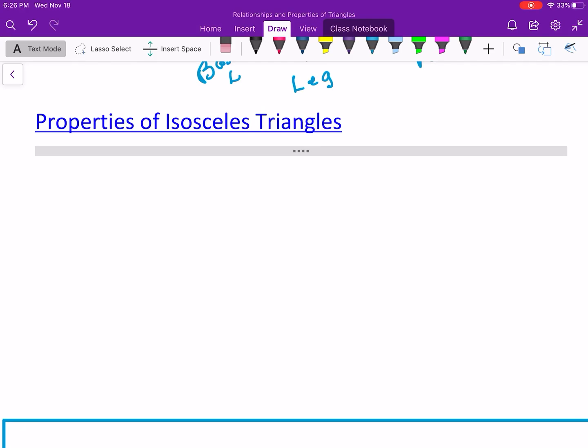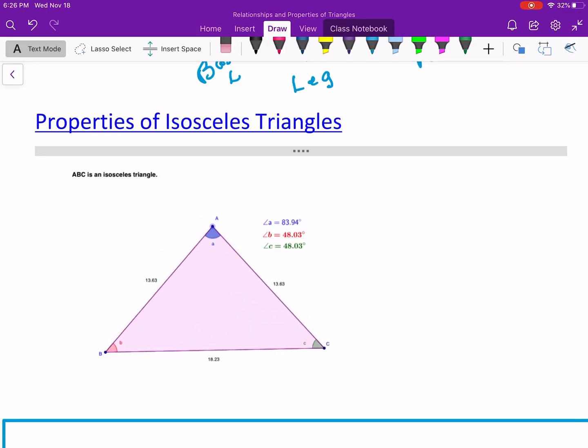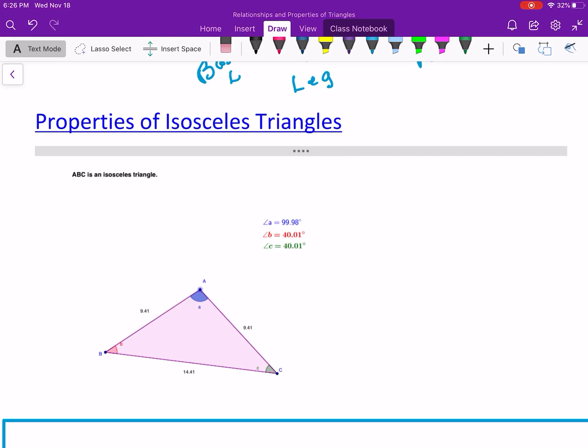I figured out what happened. I can't run the GeoGebra while I have my pen going. And if you'll watch as I drag one of these sides, the legs, even though the base is getting bigger, the legs are the same size. They never change. Doesn't matter if I change the angle. I can move that vertex angle as long as the 2 legs stay the same.